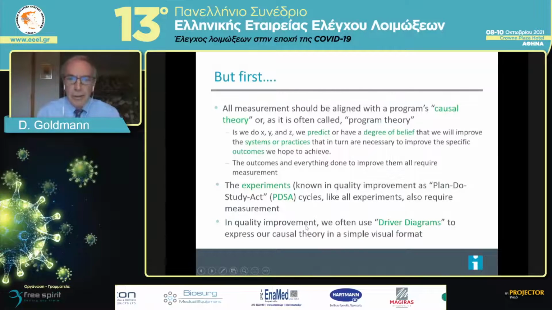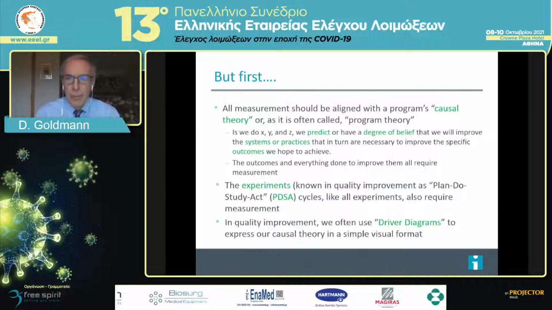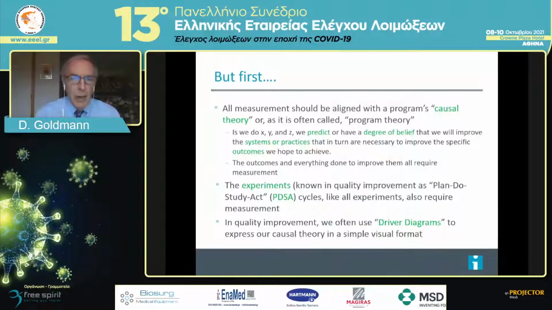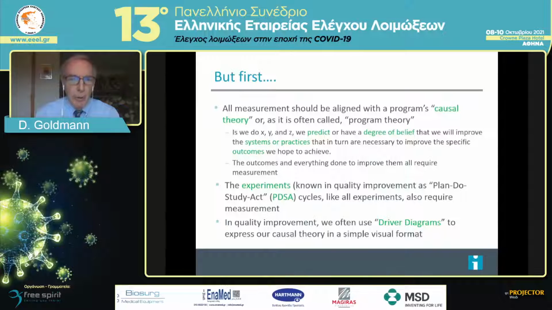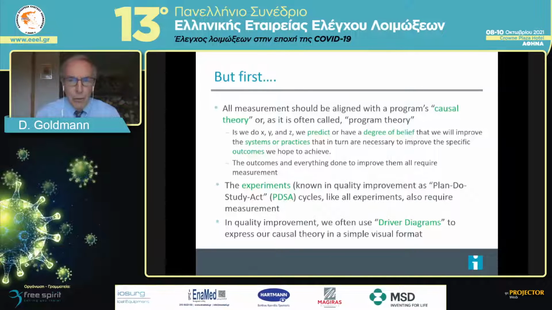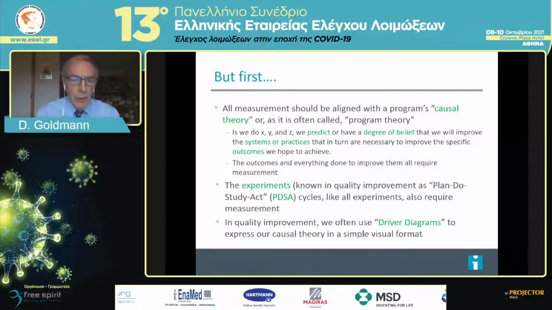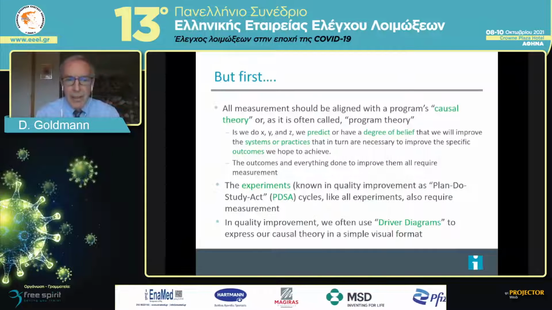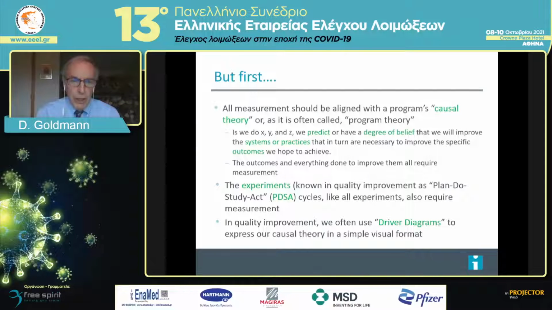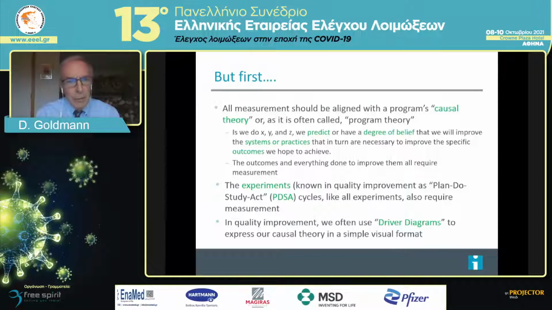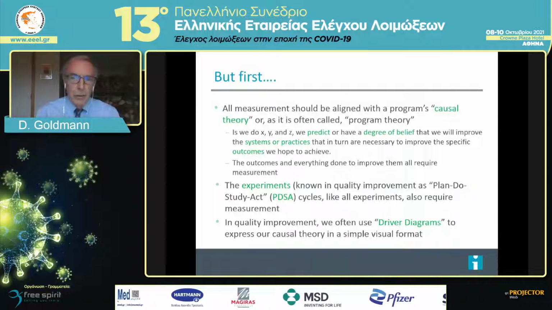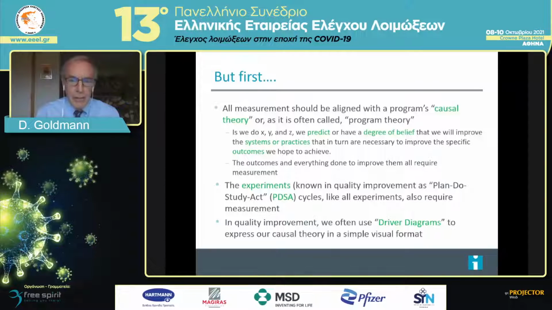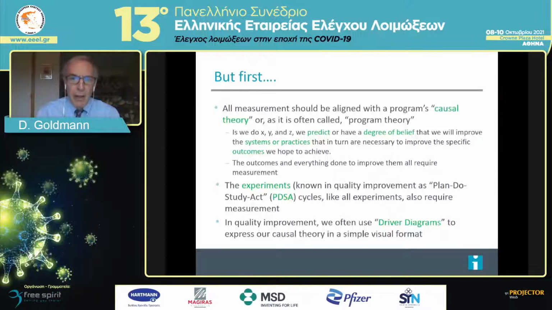But first, just some general principles. I hope that everything you do in quality improvement and infection prevention has a causal theory, or as some people call it, a program theory. I'll say this over and over because it's something that I don't often hear clearly articulated. Here's the idea. If we have an outcome we want to achieve, and we think we can do X, Y, or Z to achieve that outcome, we have a theory. We have a theory that if we do those things, those interventions, we'll have improvement in the outcome.